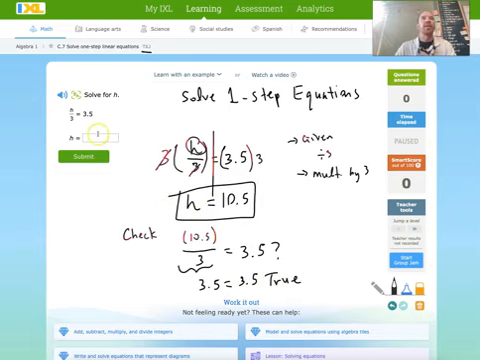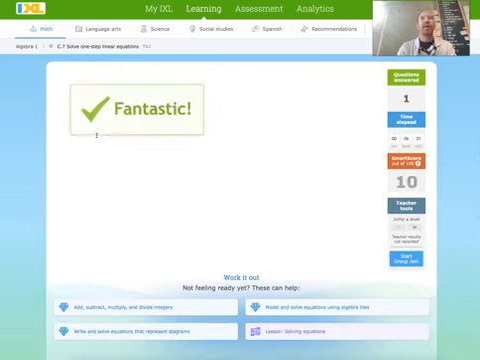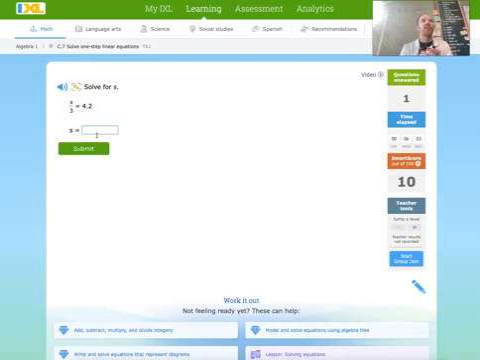So let's type that in here. 10.5. And we got it. Cool. So we're off and running. This is another division problem, so I'm going to go kind of quickly with this one, very similar to the last problem.